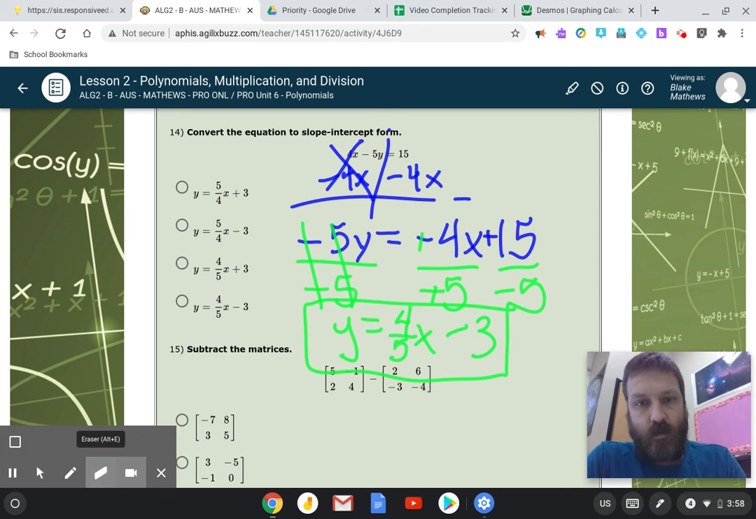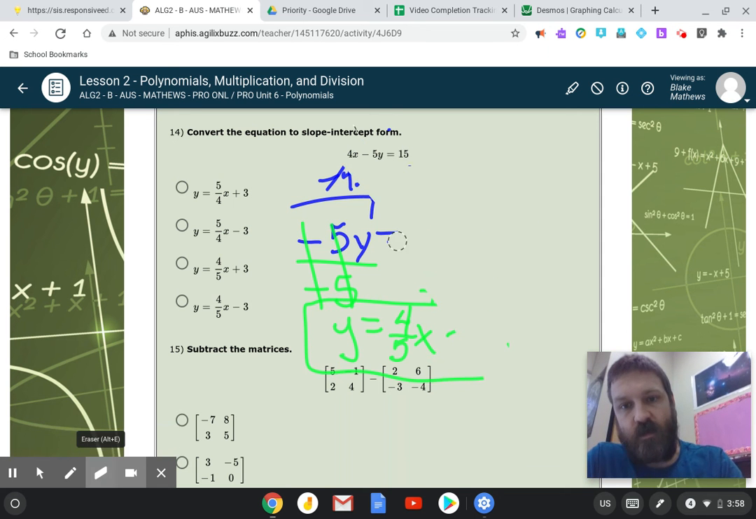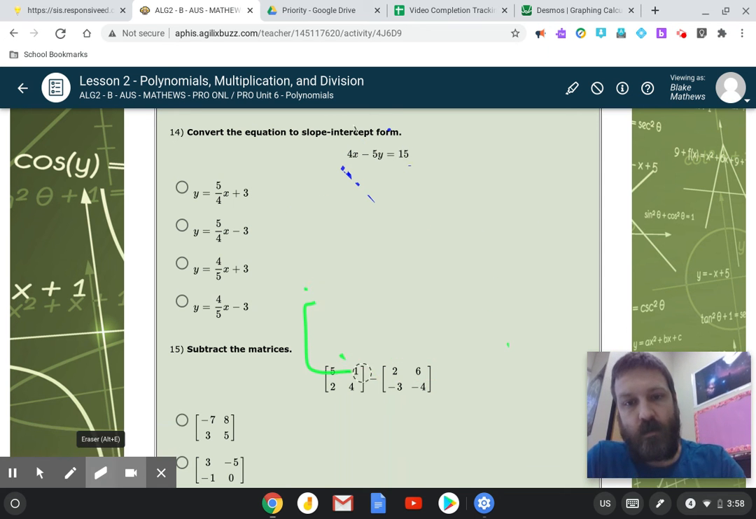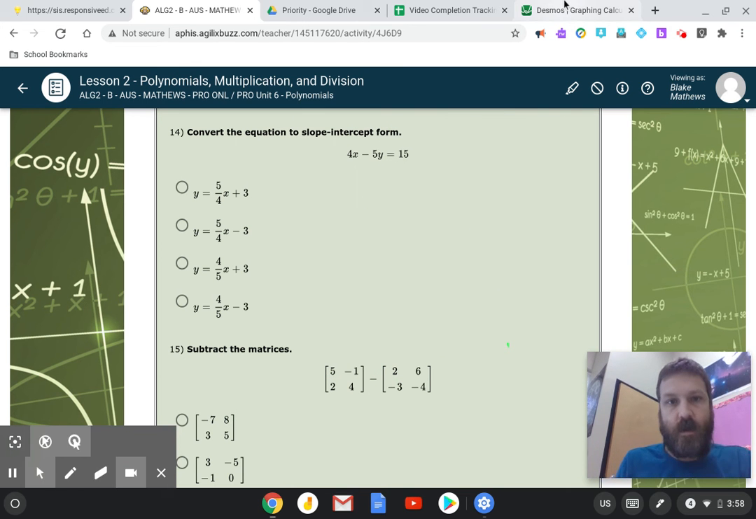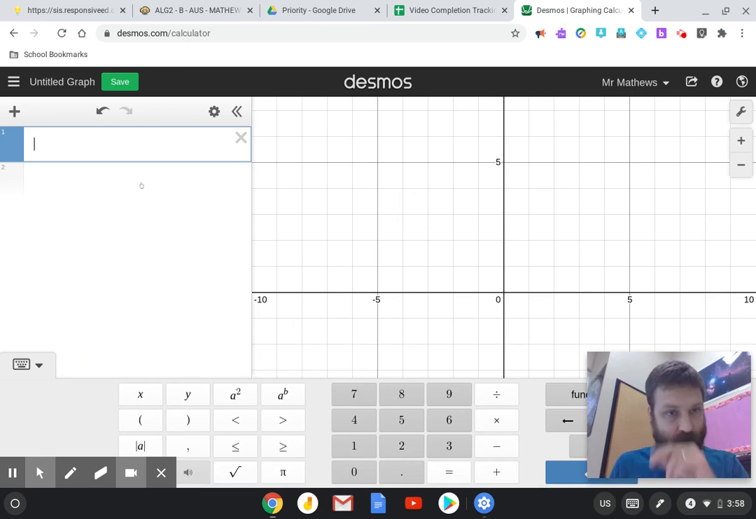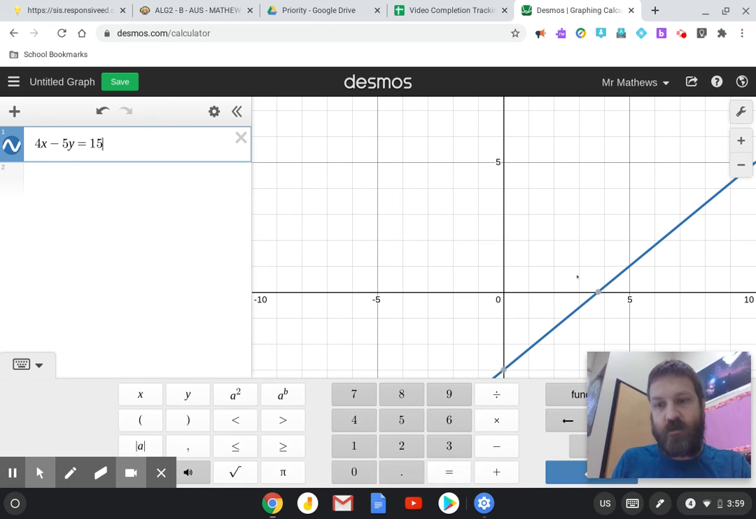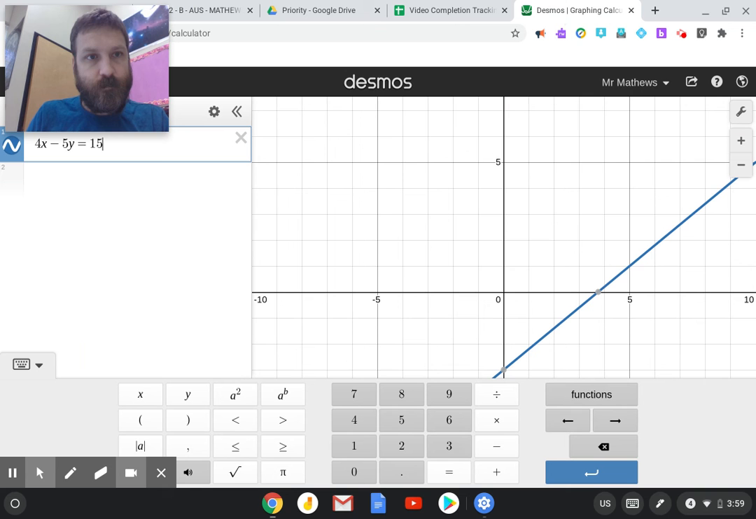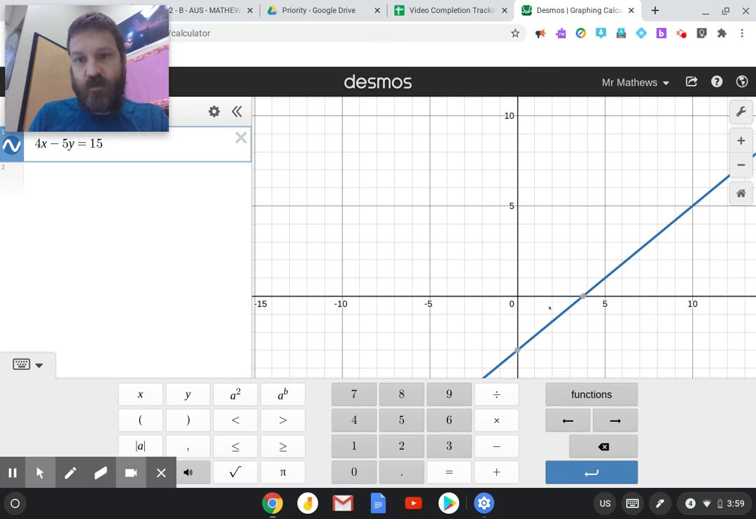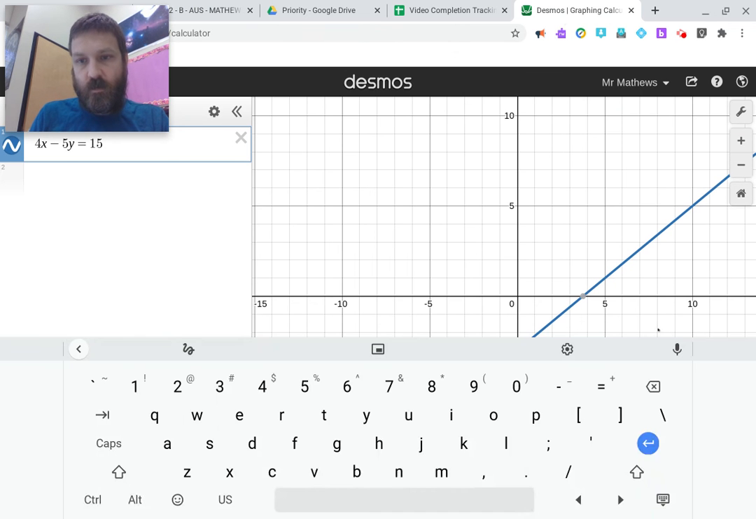Okay, so just make sure you get that. There are other ways to do this. We could graph this using the Desmos calculator. That's always an option. I'll go ahead and show you guys what that looks like to graph this on Desmos. So 4x minus 5y equals 15. I'll put a description in the video for how to find the Desmos calculator. So that's what we would think of as the original line.